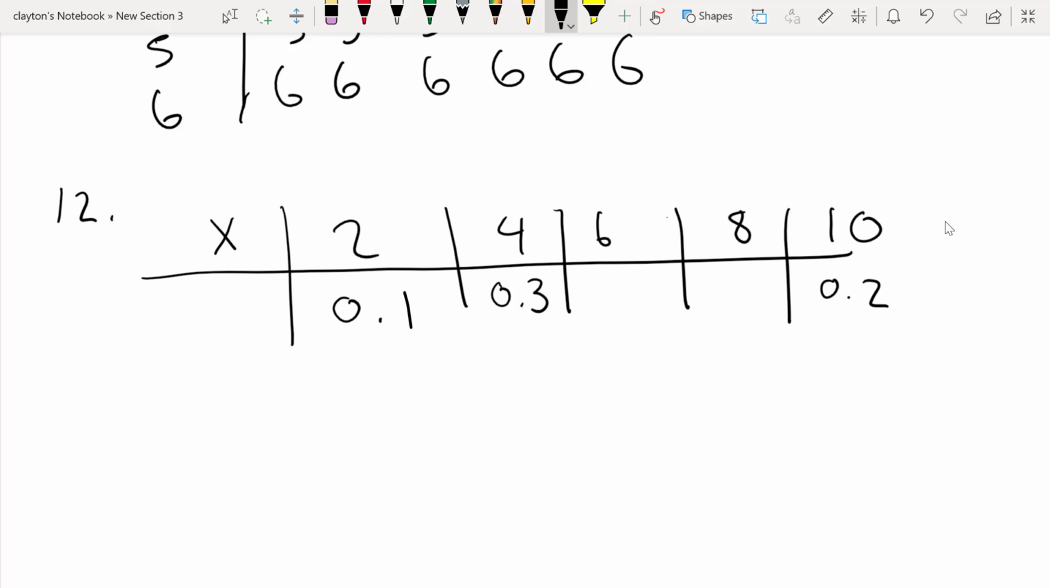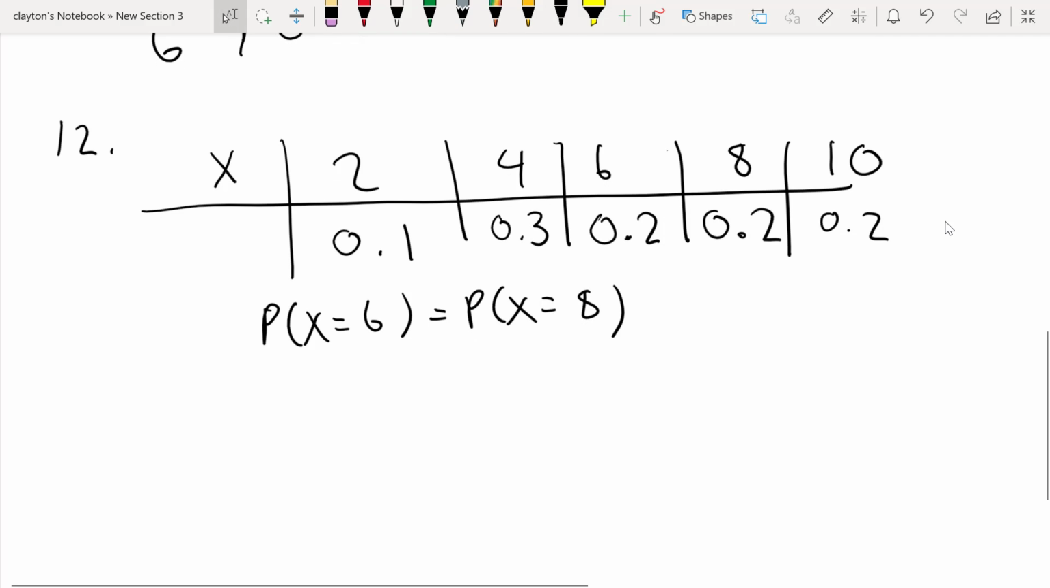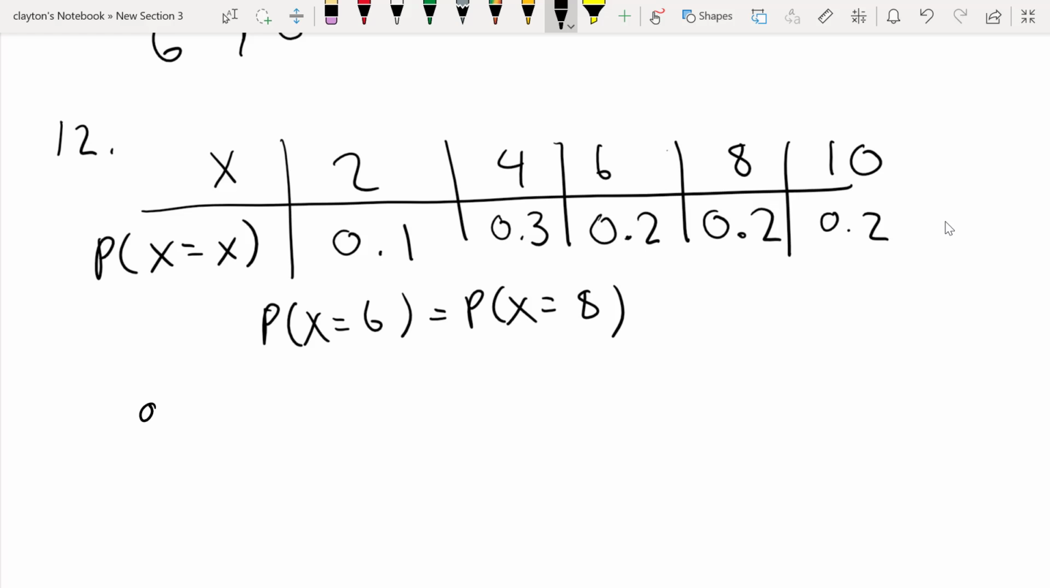And then they told you that the probability of x equals 6 is equal to the probability of x equals 8. Which means that right now, if I add up 0.1 plus 0.3 plus 0.2, I get 0.6, which means there's 0.4 left over. And if these two are equal, that means each individual must be 0.2. So this is the first step. It doesn't tell you to do this, but you need to do this in order to actually solve for the rest of the problem.